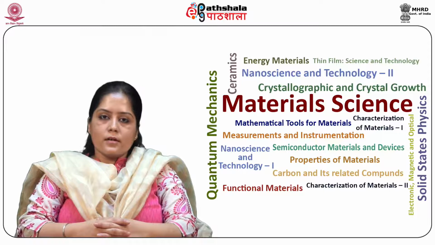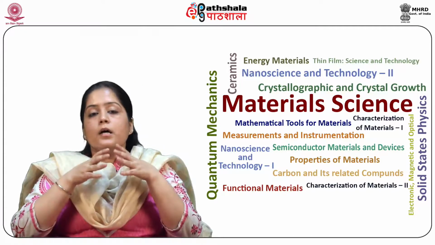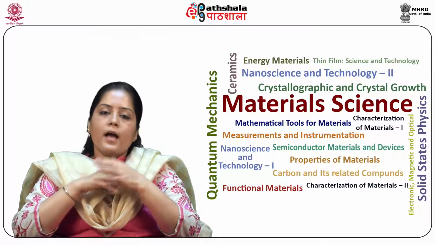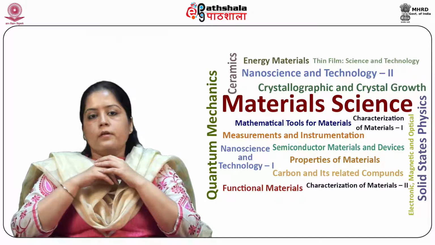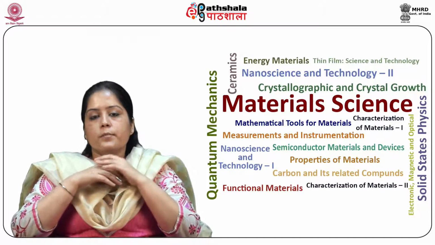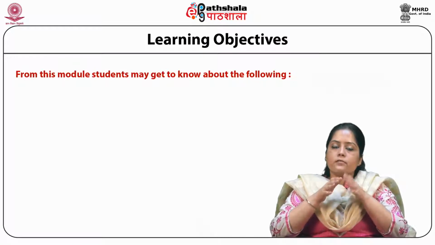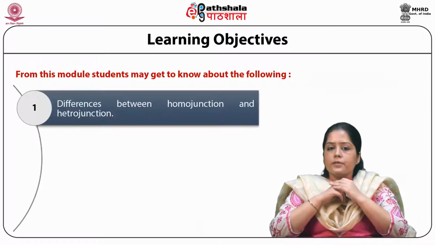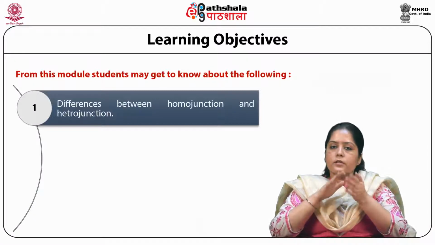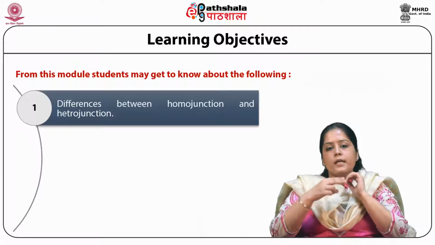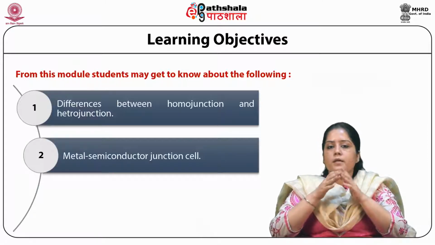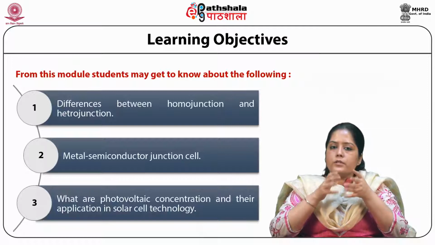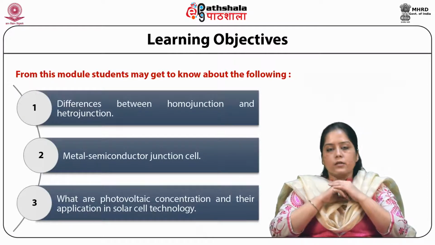Today we are going to discuss the module Other Device Structures and Solar Concentrators from the paper Energy Related Materials. The main points covered in this module are: first, the differences between the homojunction and the heterojunction. Secondly, we will discuss the metal semiconductor junction cell. Thirdly, what are photovoltaic concentrations and their application in solar cell technology.